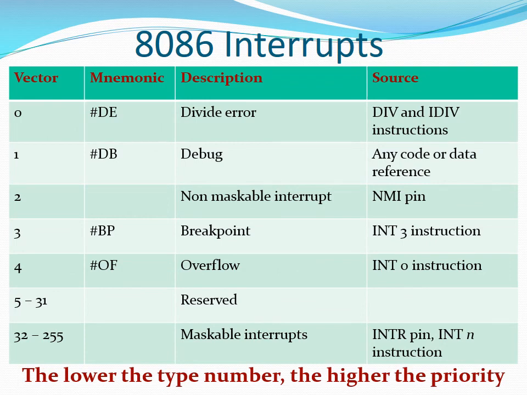Type 0 is the divide error exception. Type 1 is the debug trap. Type 2 is the non-maskable hardware interrupt. Type 3 is the breakpoint trap. Type 4 is the overflow exception. At the time the 8086 was introduced, types 5 to 31 were reserved for future developments in the Intel microprocessors. Types 32 to 255 are used by the INTR hardware interrupt and the software interrupts.